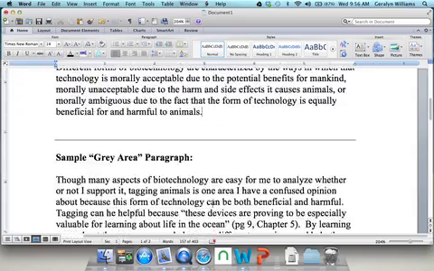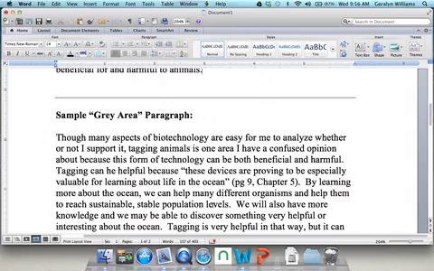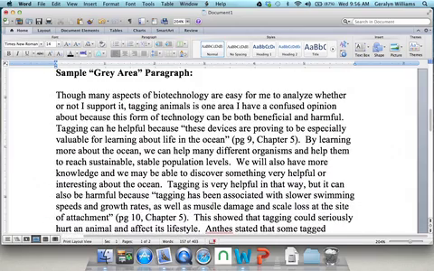So the next thing I wanted to show you in this video is a sample gray area paragraph. So there were a lot of questions about, well, how do I write a paragraph? So I took a 7th grader's essay, found a gray area paragraph, and I just typed it up so that you can see what it looks like. This is a really good example. So I'm going to read it out loud and you can follow along.